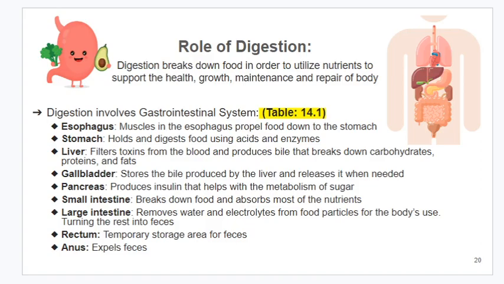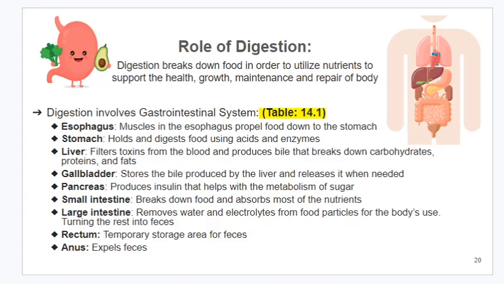So what is the role of digestion when it relates to nutrition? Obviously, digestion does break down food in order to utilize nutrients to support the health, growth, and maintenance and repair of our body. Digestion does involve our GI system. This is on table 14.1. It breaks down each of those organs that are within our digestive tract.